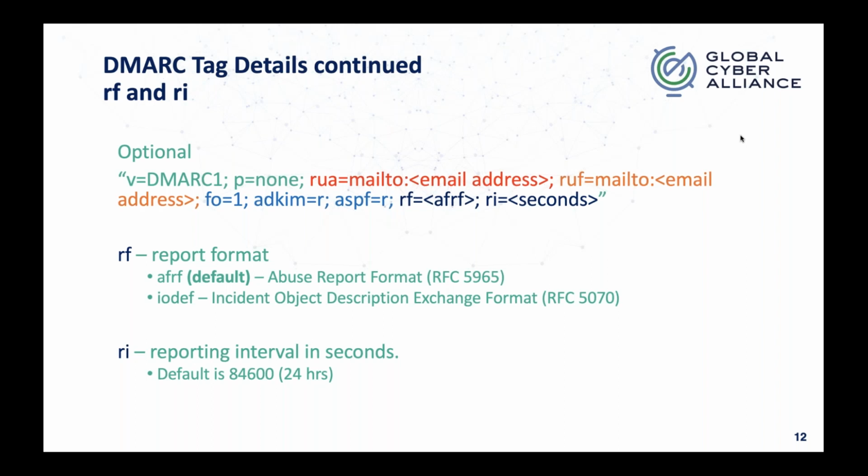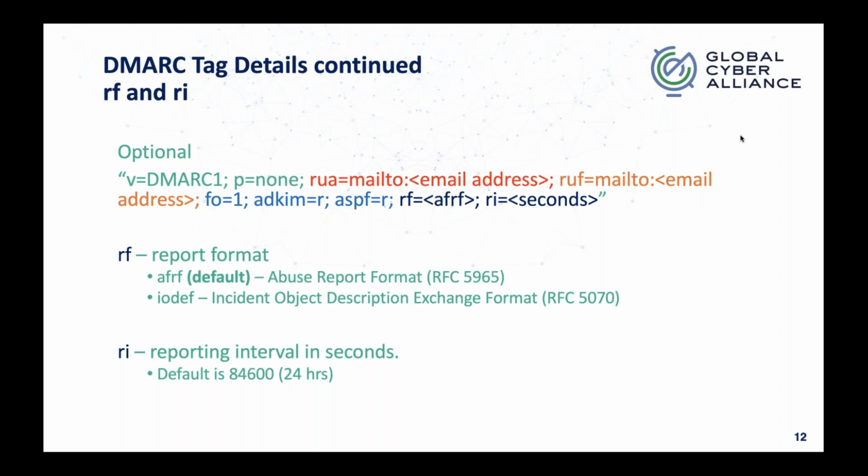The only time you would probably use this is if you're pulling these reports into an incident response type system or something like that, where it's going to matter which one you choose. But I have not really seen many people use RF IODEF. They just stick with AFRF, and in fact, they even just leave out the RF tag completely and let it be the default. And then the RI is in seconds.